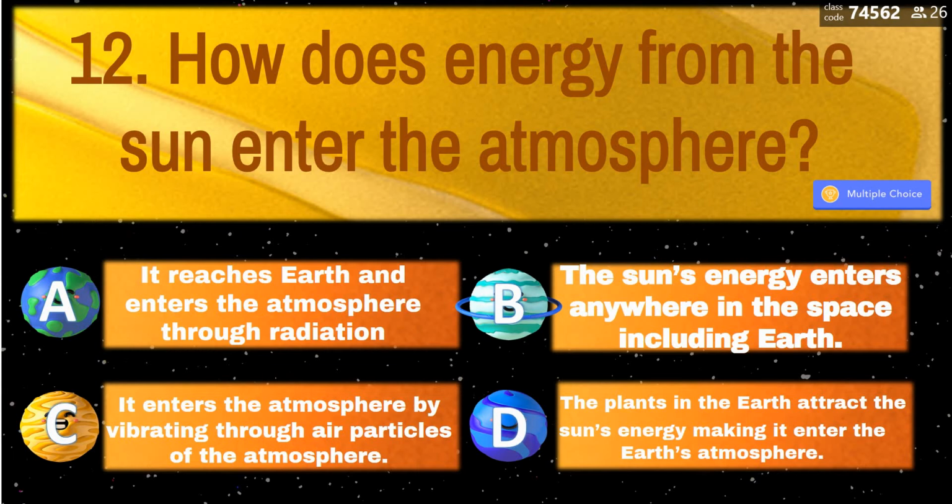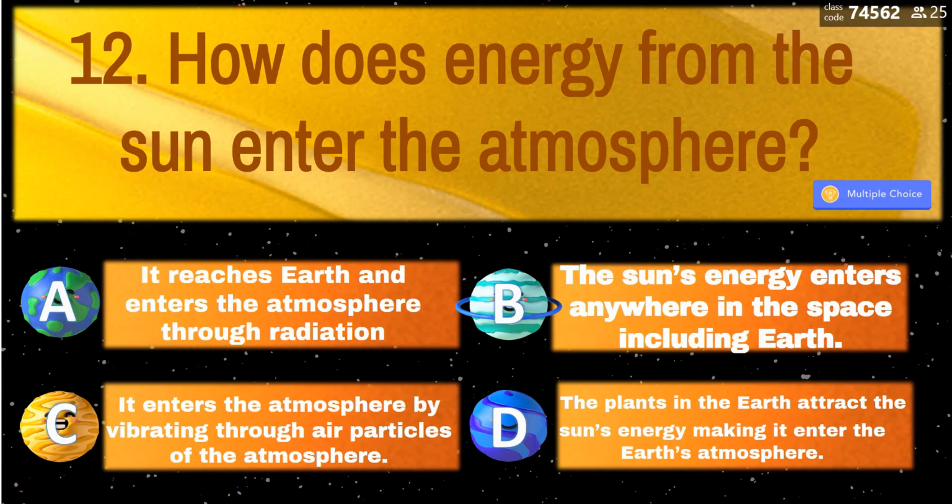A. It reaches Earth and enters the atmosphere through radiation. B. The sun's energy enters anywhere in the space including Earth. C. It enters the atmosphere by vibrating through air particles of the atmosphere. Or D. The plants in the Earth attract the sun's energy, making it enter the Earth's atmosphere.